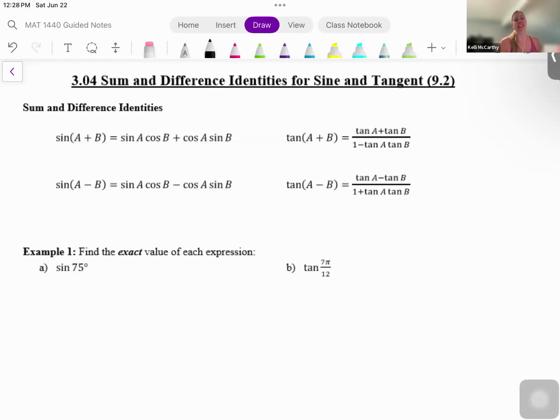In this video, we're going to look at the sum and difference identities for sine and for tangent. So hopefully at this point, you've already watched the video for the sum and difference identities for cosine. So we're kind of familiar with the idea of what our goal is. We're going to be taking a given angle that's not on the unit circle and trying to write it as the sum or difference of two angles that are on the unit circle.